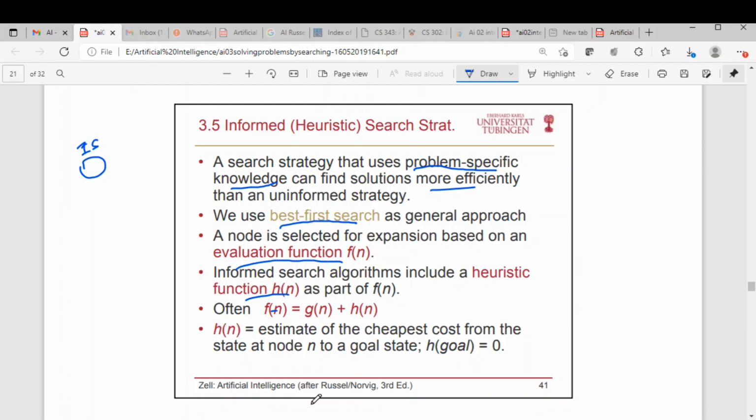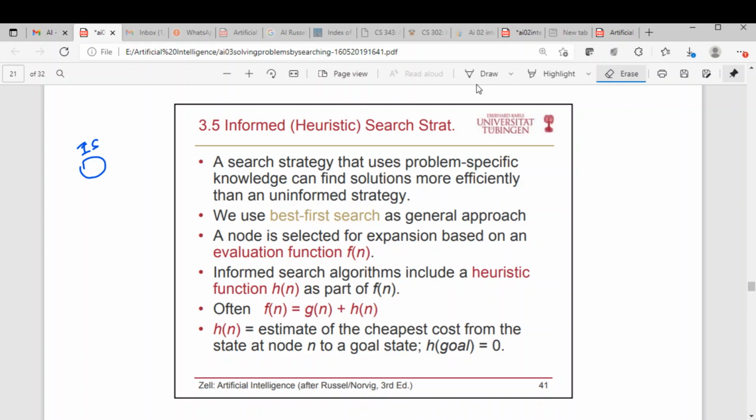There are different ways of forming the evaluation function. One of the ways is stated as f of n is equal to g of n plus h of n, where f of n is the evaluation function and h of n is the heuristic function.